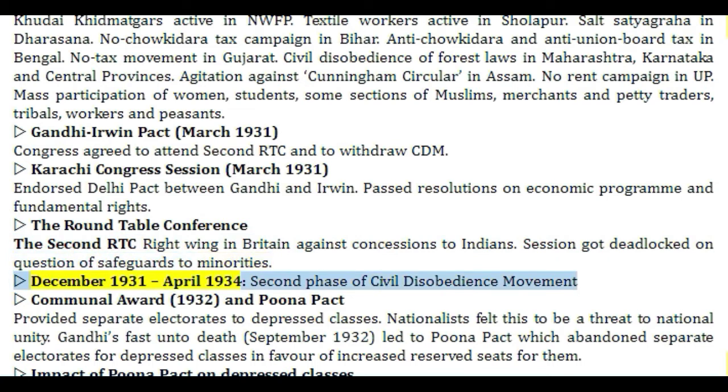December 1931 to April 1934, second phase of civil disobedience movement. Communal Award, 1932, and Pune Pact provided separate electorates to depressed classes. Nationalists felt this to be a threat to national unity. Gandhi's fast unto death, September 1932, led to Pune Pact, which abandoned separate electorates for depressed classes in favor of increased reserved seats for them.